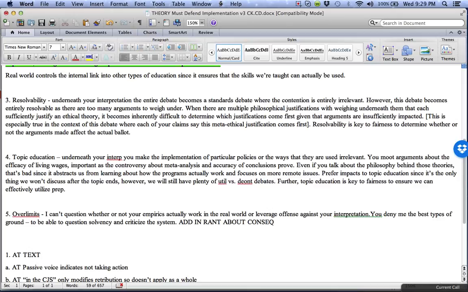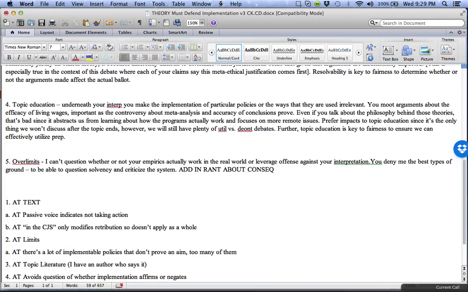However, we'll still have plenty of nail bomb debates. Further, topic education is key to fairness to ensure that we can effectively utilize prep. Last unit is over limits.